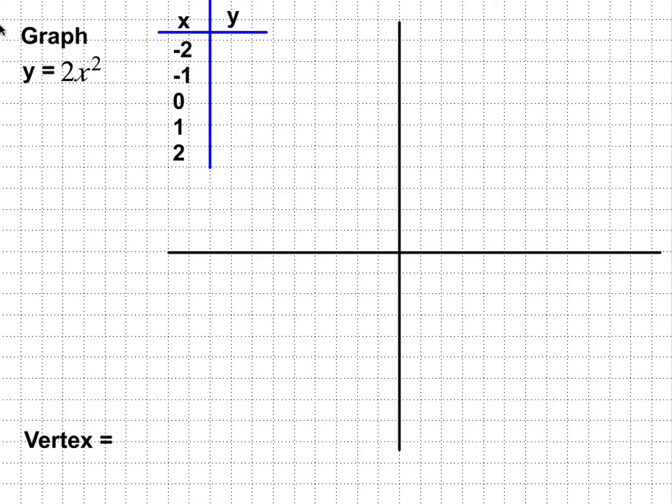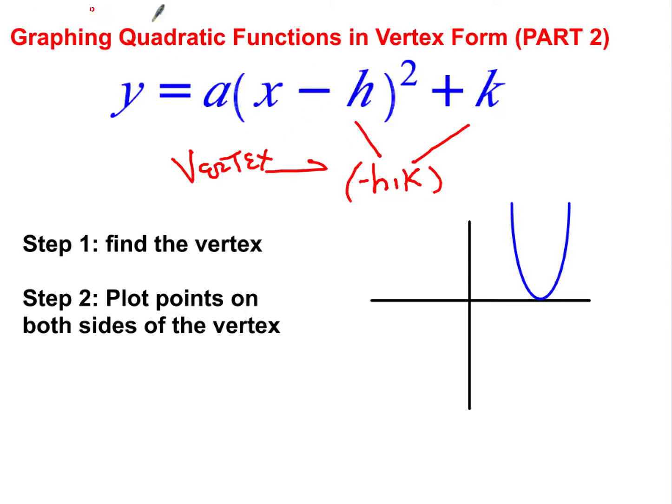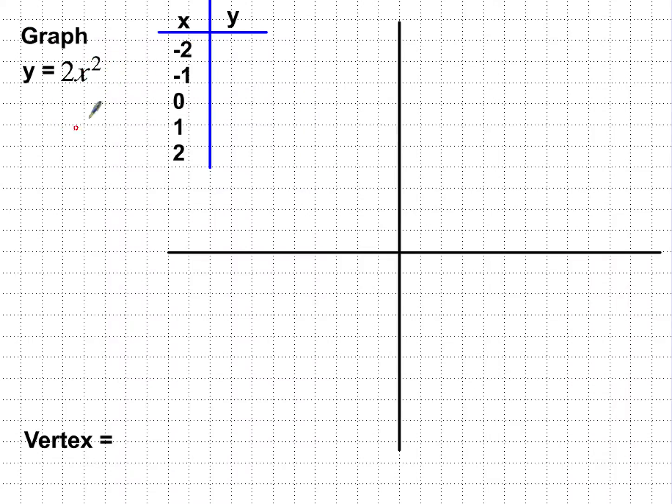So here I have the graph y equals 2x squared. The first thing is we have to figure out what our vertex is. I don't see a minus h anywhere inside parentheses, and there's no plus a number on the outside. So the vertex is (0, 0). The vertex is just (0, 0) because there is no shift here. So I can already plug that point into this table.